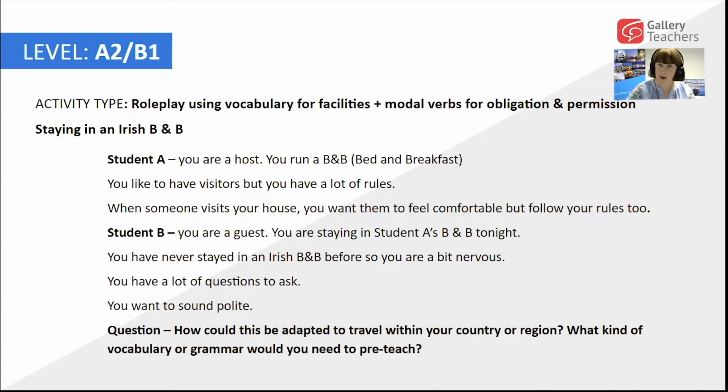And there's also a lot of follow-up tasks that you can do. After I completed that lesson, lots of my students actually booked some guest houses, some bed and breakfasts online and went to stay in them. It was actually a very useful lesson and they were able to come back and report what had happened to the class. So my question for you is, could this be adapted to travel within your country, within your region? And what kind of vocabulary would you pre-teach?